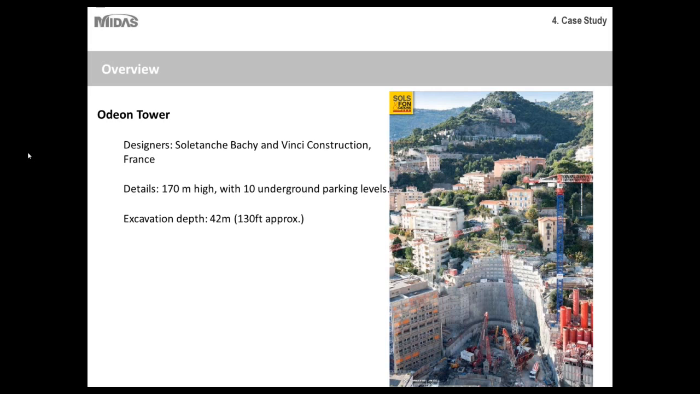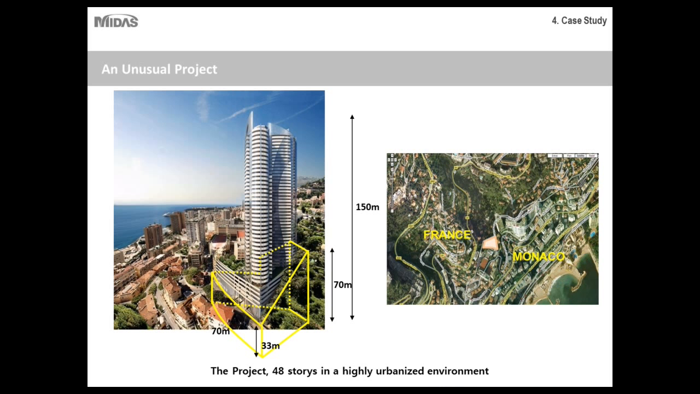And the details of the site are something like this. The structure would be 170 meters in height, and it has 10 underground parking levels. So basically, the requirement for the excavation would be about 130 feet approximately, which is 42 meters. And this project, as you can see from the site itself, is carried out on extremely steep sloping land, and it is very asymmetric. The area is highly urbanized and densely populated, and in the area with the sloping terrain, they had to construct this building. So it is an unusual project.